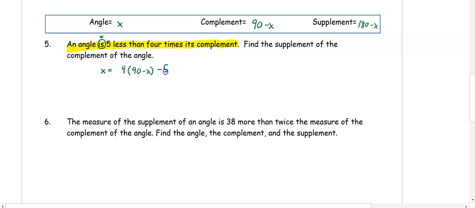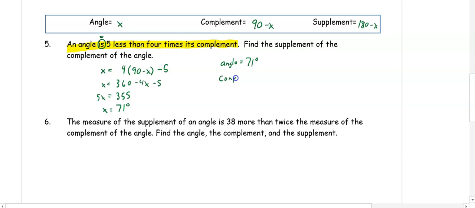Now that we have an equation, we can solve for x. So x equals 360 minus 4x minus 5. So we get 5x is equal to 365. Oh, sorry, 355. So when we divide by 5, we get x is 71 degrees. So x represents the angle, so we know the angle is 71.